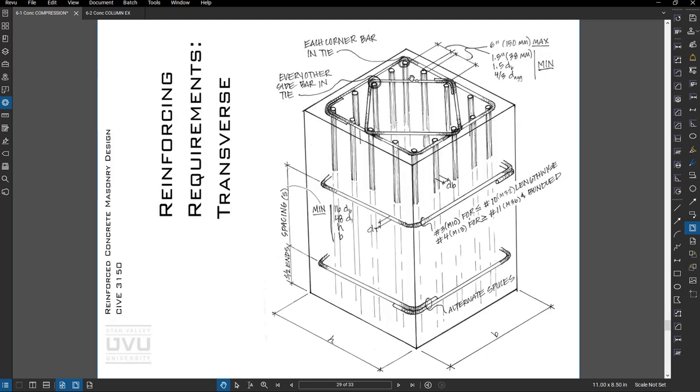Here are some reinforcing requirements for the transverse steel, so the ties. There are some minimums on the spacing. We need to grab every other bar, so you can see this bar is grabbed by a tie, as is this one. This one doesn't count because it could move laterally. And then there are some spacing requirements. This sketch is there to give you more insight into those requirements.